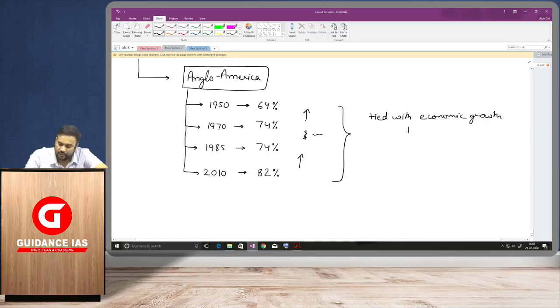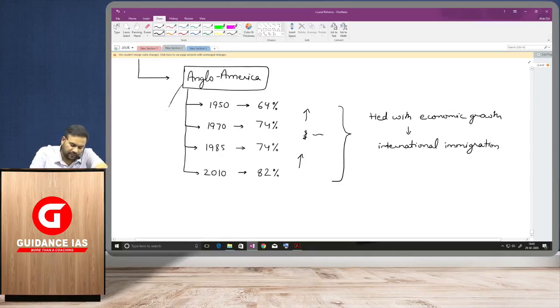Economic growth. That is one thing. Second thing, it is essentially the result of the phenomenon of international immigration. International immigration. So that is one thing.